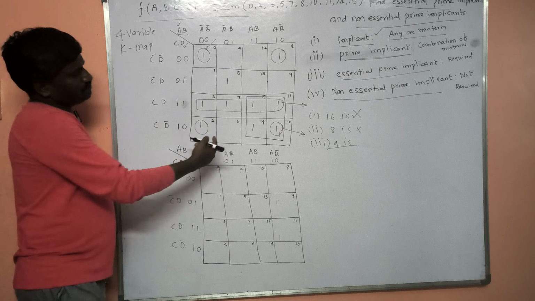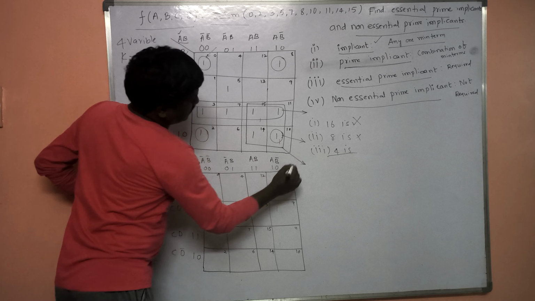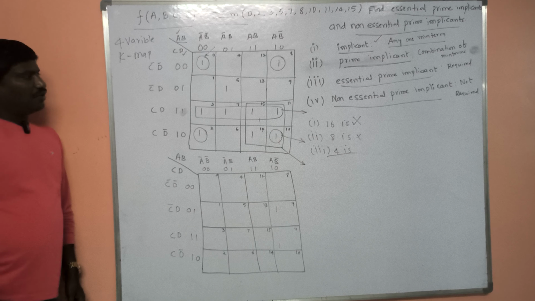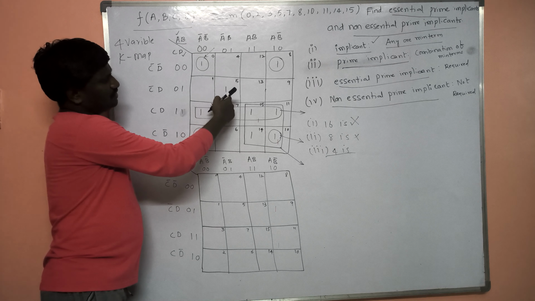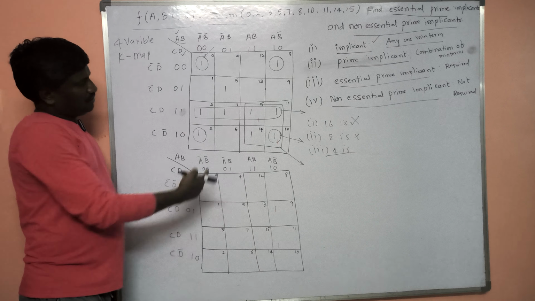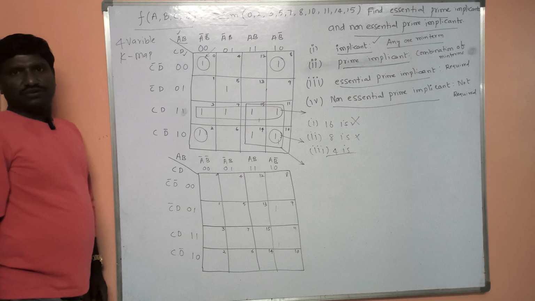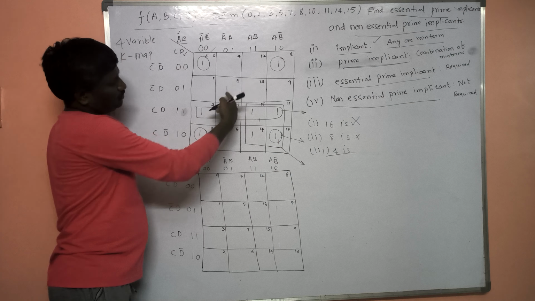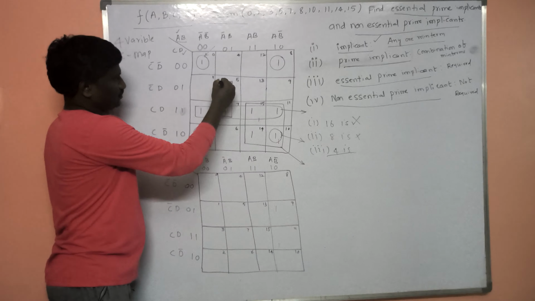Okay. Is there any other possibility to cover? There is no other possibility. So this may be one of the prime implicants. Now if I take this one, how can I combine this one? Is there any possibility of 4 ones with respect to this min term? For sure no. Is there any 2? Yes, it is possible. So what I can do is I can combine these two.